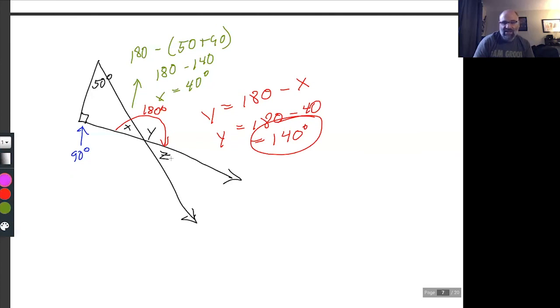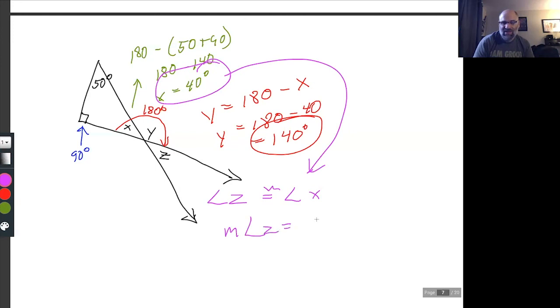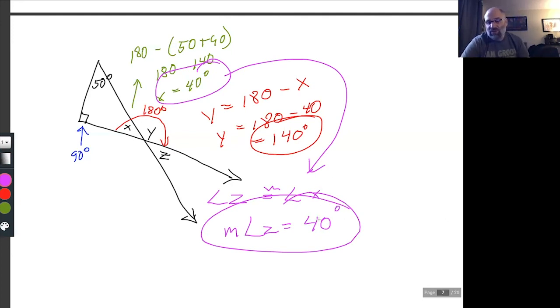And then Z, this is nice because Z, let me change the color on that. So Z is a vertical angle. So angle Z is congruent to angle X. So we already know what X is. It's 40. So measure of angle Z equals 40. Okay, that makes sense, right? You can also figure out that Z is 40 because it's supplementary with Y. And remember, Y is 140 and Y and Z have to add up to 180, right? So 140 plus another 40 equals 180.